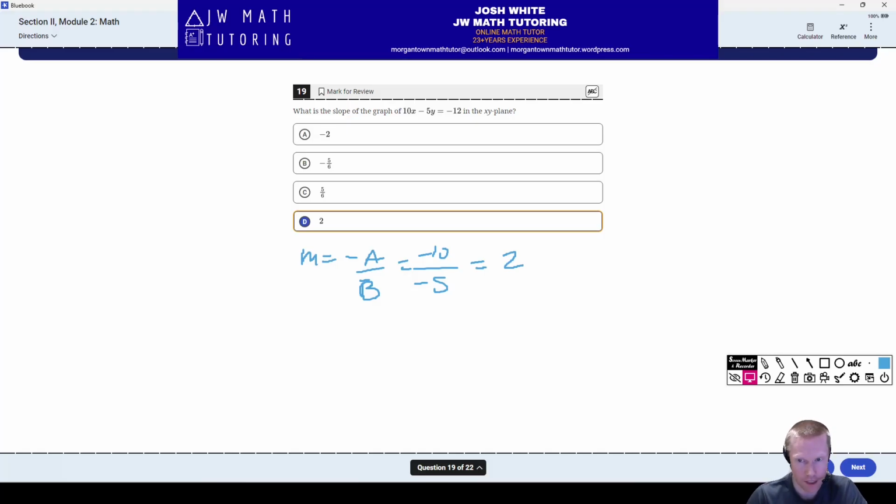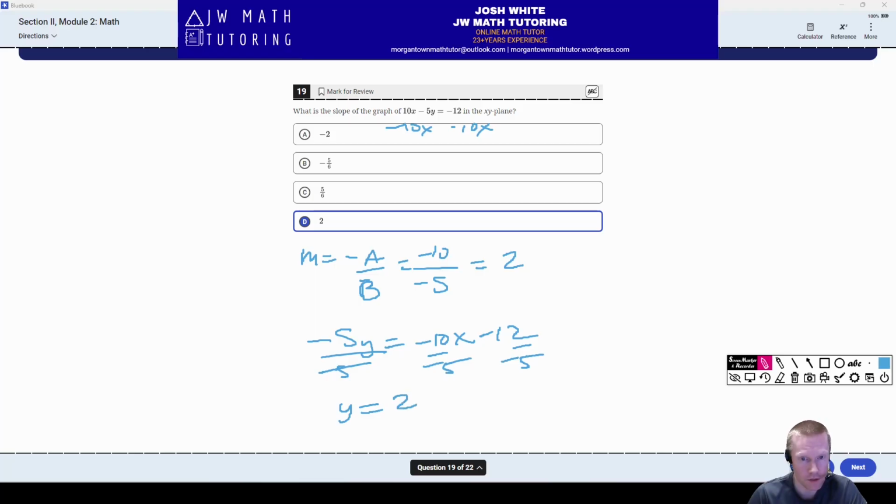It is letter D. Now, if you don't know that, totally fine. Just put it into slope-intercept form. -5y equals -10x minus 12. Divide by -5. y equals 2x, what did I get, plus 12 fifths. The y-intercept part doesn't matter. All that matters is the slope, which is +2.